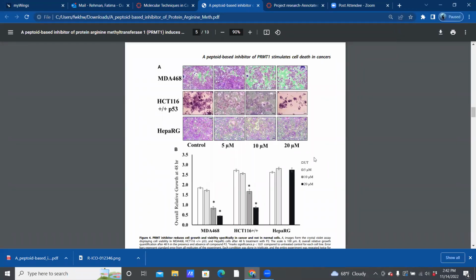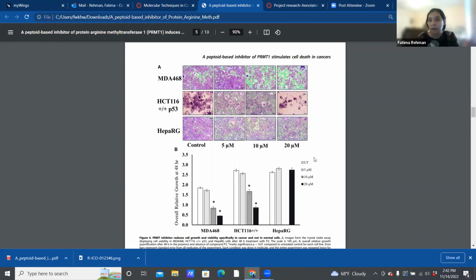HCT116s are colon cancer. Good job. HEPA-RG. What type of cells are those? Liver cells. They're liver cells, they are non-tumorigenic, remember? They do not cause tumors the same way. They are not cancerous. So that's the difference between them.